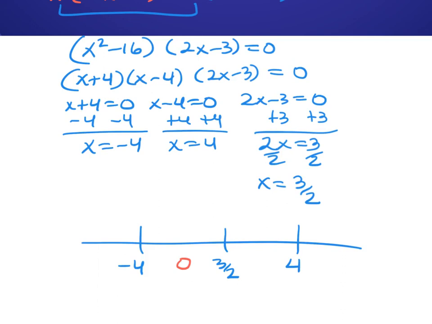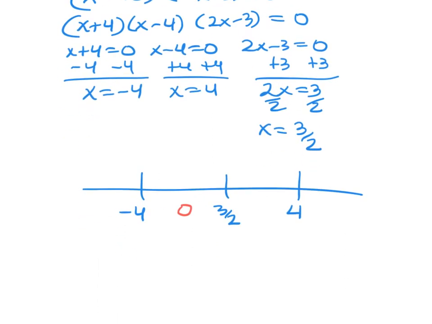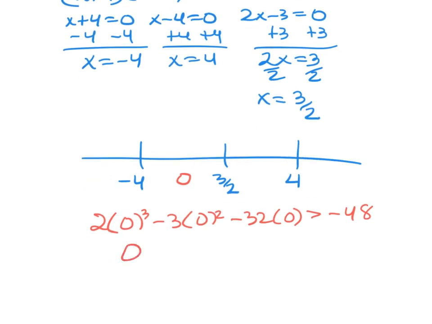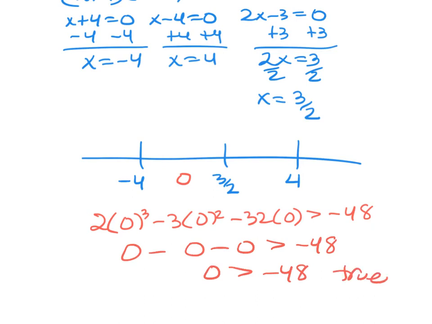So now let me plug it in. So my original problem, 2 times 0 cubed minus 3 times 0 squared minus 32 times 0 greater than negative 48. So here becomes a 0, a 0, a 0, 0 greater than negative 48. This is true. So this gets the green check mark. Then again, the pattern repeats. X, X, and now we have a check.